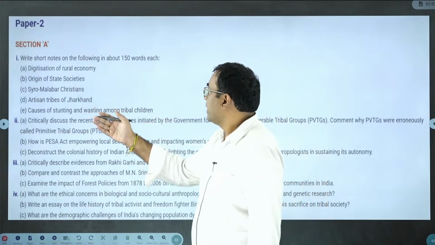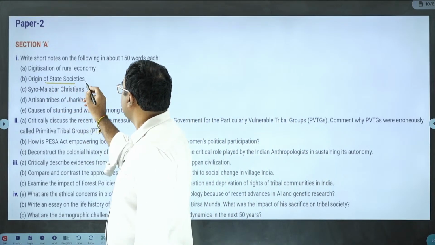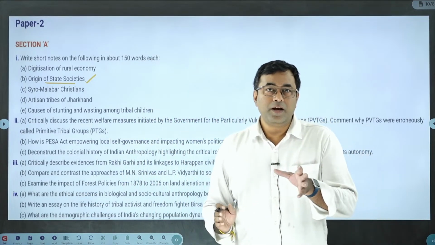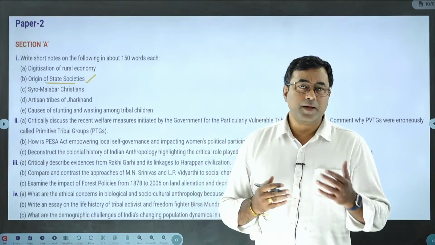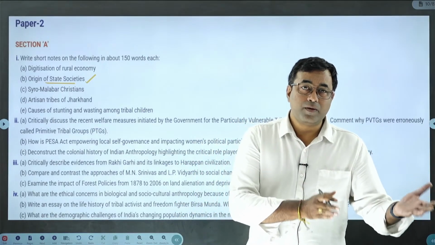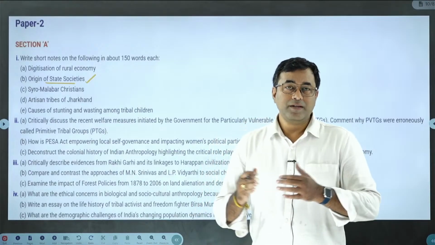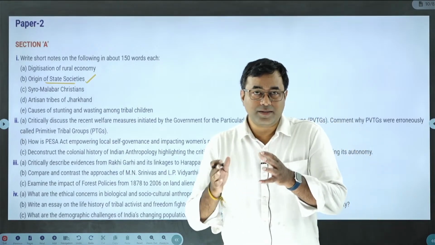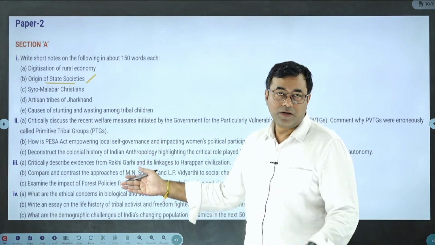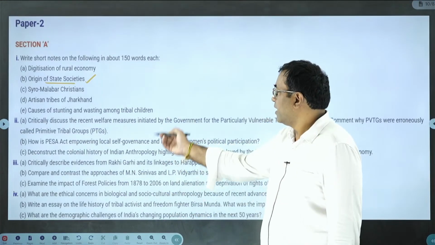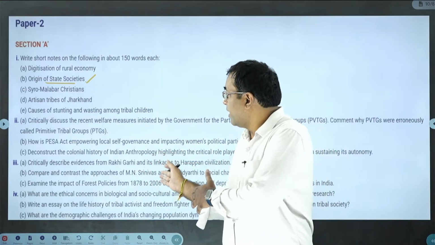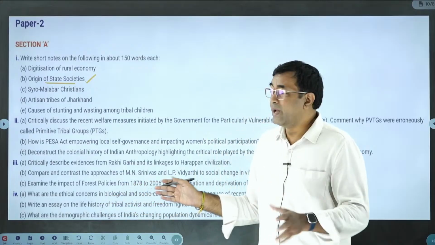Similarly, if you take paper 2, there is origin of state societies. In anthropology the beauty is that paper 1 and paper 2 are interlinked every time. So you can write the examples of paper 2 in paper 1 and examples of paper 1 in paper 2. That makes it easy for the student: once you read some of the examples, you can relate paper 1 and paper 2. Even the questions are asked in a similar way. That's why the anthropological perspective will enhance your knowledge, and at the same time it will be helpful in paper 1 and paper 2 to maximize the score.